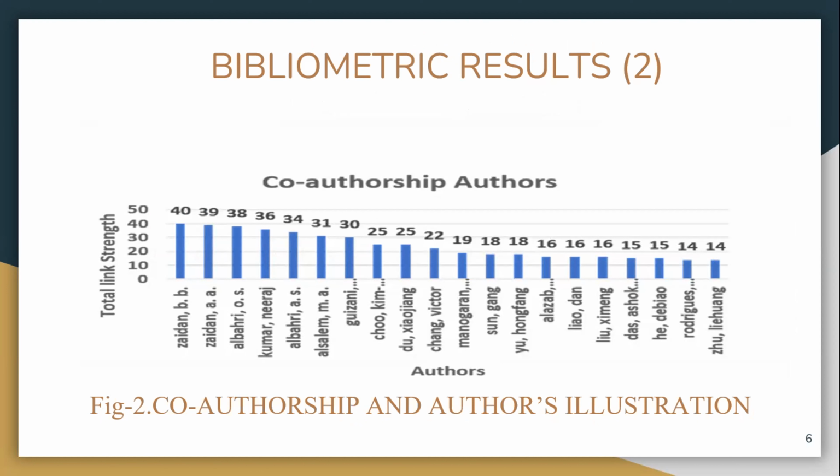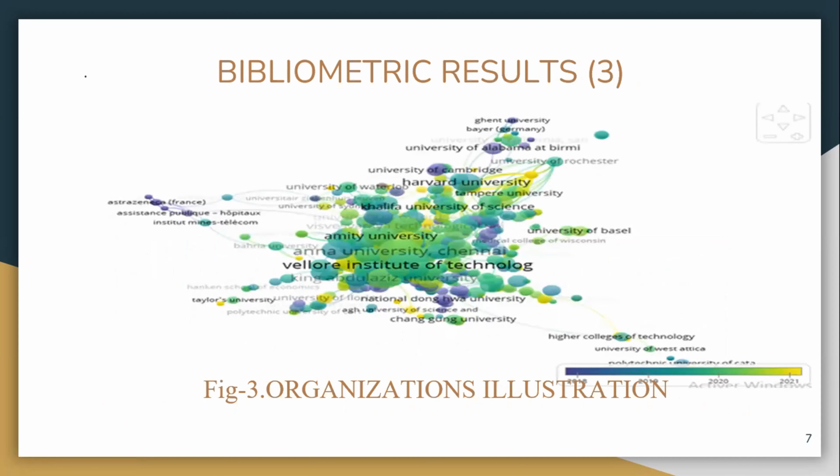This figure, as I have said, presents co-authors and authors. We notice that the author, Zadin Bibi, has the highest total link strength equal to 40 here. Therefore, he is the one who has published the most in collaboration with all authors in the field of IoT security and data protection for hospital information system. Figure 3, organization illustration.